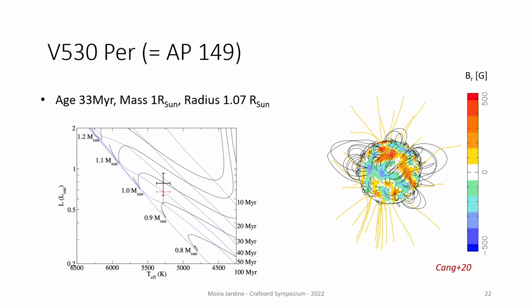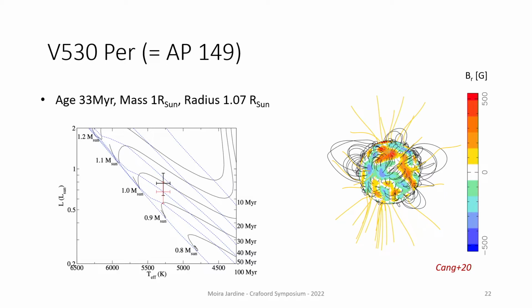So here's my other example, V530 Per. It's one of the alpha pair stars. It's much younger, 33 million years. So I've gone back in time a little bit. Here's the same plot again, luminosity against temperature, evolutionary tracks, and here are some different realizations of the location of this star. You see it's not quite on the main sequence yet, it's still quite young.